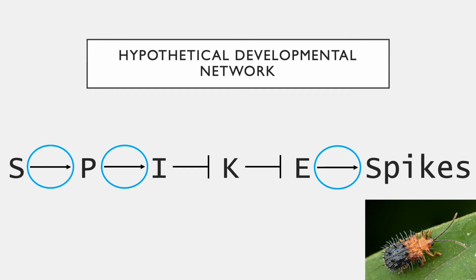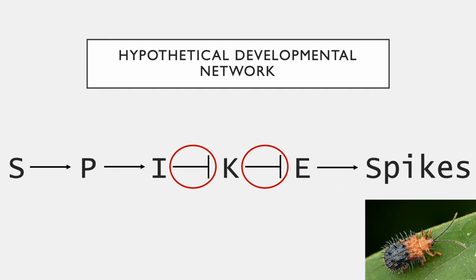The arrows represent instances where a normal gene product stimulates transcription of the next gene product in the pathway. The T-bars represent instances where a normal gene product will inhibit the action of the next gene product in the pathway. In the original developmental network, the S gene has an arrow leading to the P gene, which means that a normal S gene product will stimulate transcription of a normal P gene product.